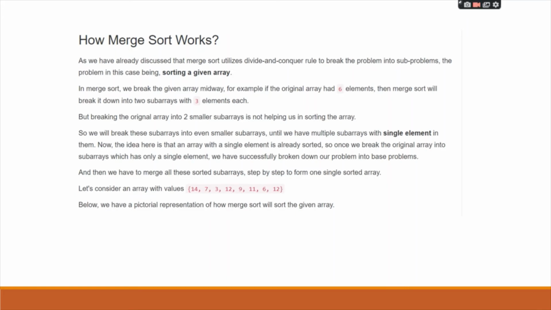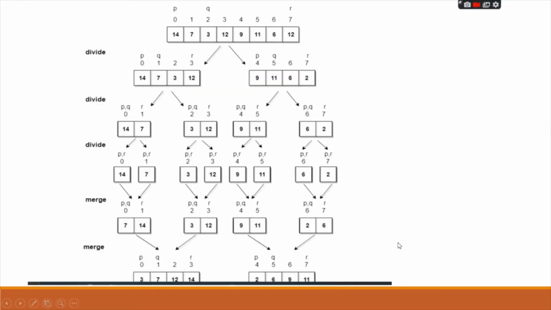So now we'll look into the example. We have seen a pictorial representation of how merge sort works. So this is an array. We have taken an unsorted array, and there are a total of 8 elements. We'll be dividing the elements into 4 and 4. So in the first half we have 14, 7, 3, 12. In the second subarray we have 9, 11, 6, 2.